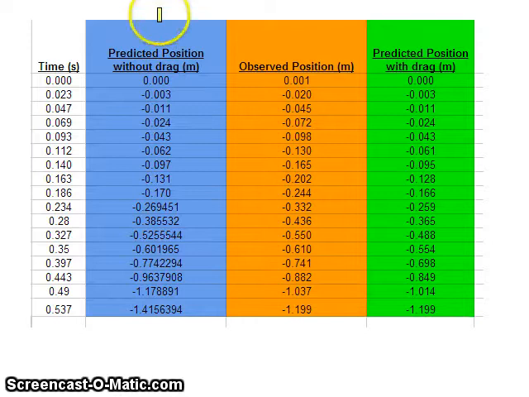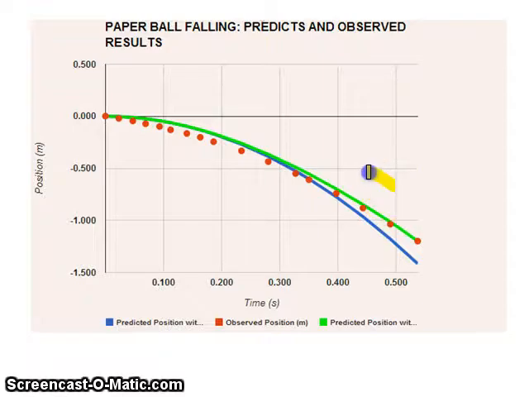We obtain three sets of results, position versus time, corresponding to predicted position without drag, observed position, and predicted position with drag. In this graph, position versus time, we observe a good agreement between predicted position with drag and observed position.